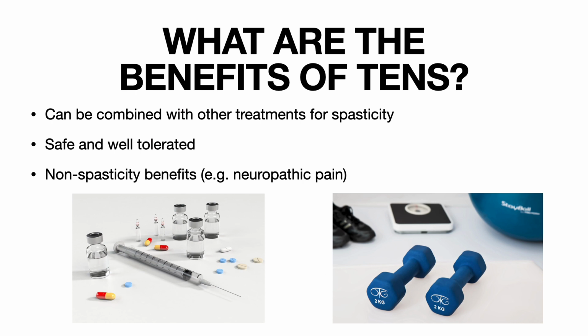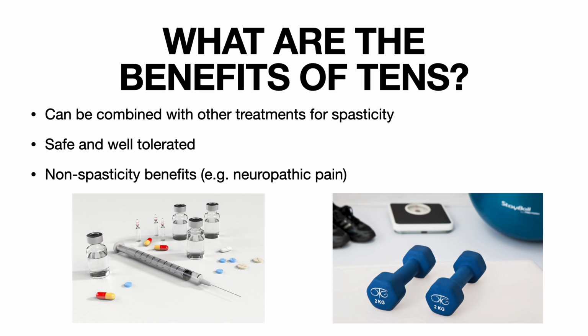Other benefits of TENS is that it can be combined with other treatments for spasticity. So medications, injections, physiotherapy, bracing, and often it does better when it is combined with other treatments as they work synergistically. They work on different pathways responsible for tone. It's safe and well tolerated, and patients can use it by themselves at home.